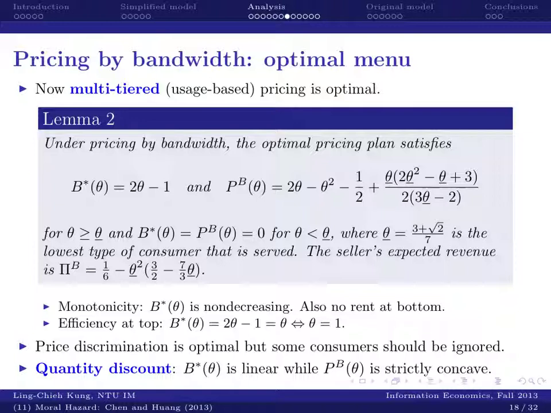And one last thing that is interesting is that we are offering a quantity discount. Why? B is linear. The bandwidth offer is a linear function of types. But P(B), the payment, is strictly concave. So that means if you get twice faster bandwidth, you are not going to pay twice more. You get some quantity discount because the payment function is strictly concave. So that's something we found when we price by bandwidth.